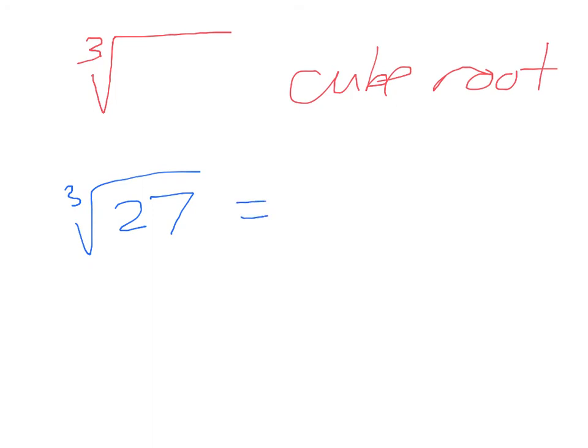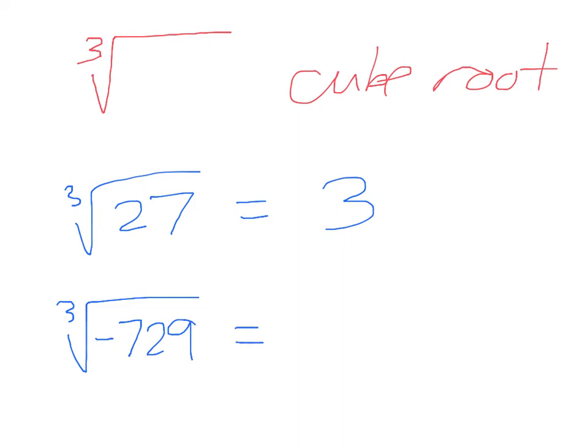Well, you probably guessed it by now. That is 3, because 3 times 3 times 3 is 27. Now, one of the unique things about cube roots is that cube roots can, in fact, be negative. For example, if I did the cube root of negative 729. Well, we'll just think of 729. Okay, it's not that easy. These do take a little bit of thought and work. But in this case, it is equal to negative 9.